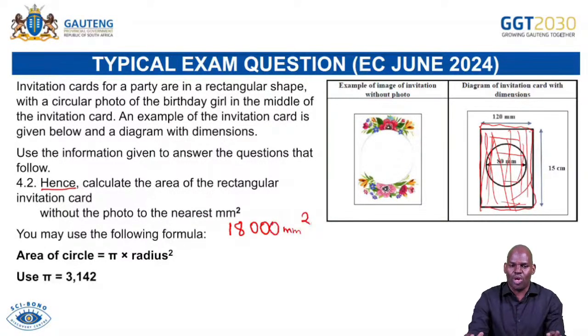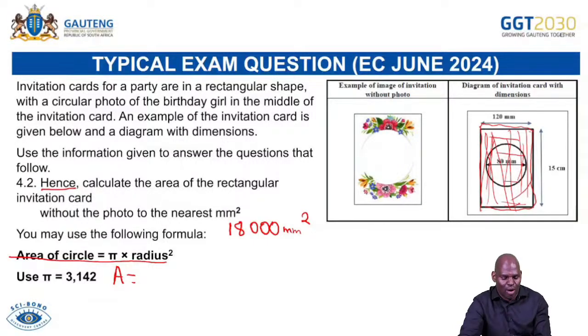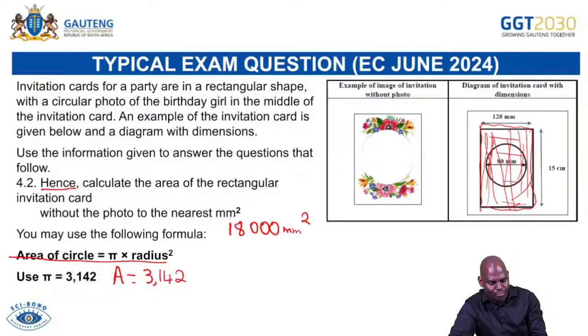This is the area including the inner circle, the circle that is inside there. But now if I need to exclude it, it means I must subtract it. But what is the area of the circle? The formula is given. Area of any circle is pi times radius squared. So I will just do the substitution. Area equals, the value of pi is 3.142. We always use 3.142, or whatever the examiner gives you. If the examiner gives you 3.142, you must use that 3.142.